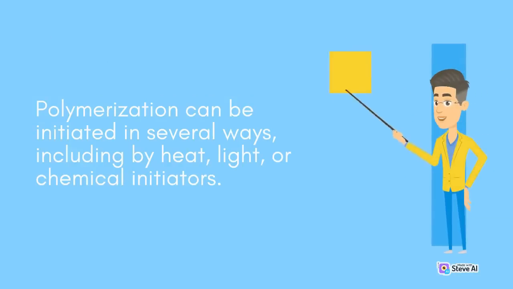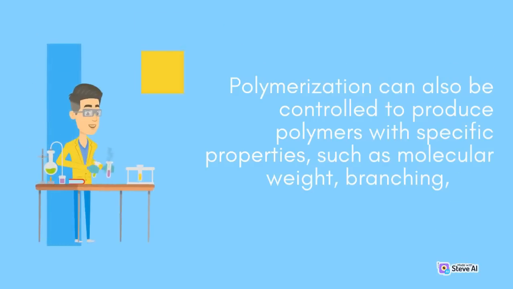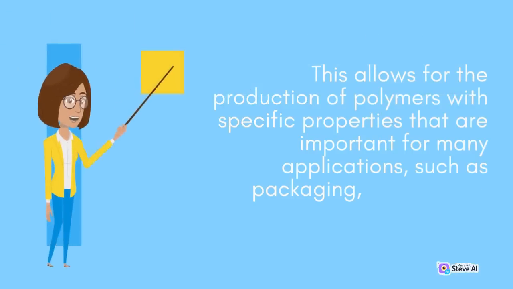Polymerization can be initiated in several ways, including by heat, light, or chemical initiators. Polymerization can also be controlled to produce polymers with specific properties, such as molecular weight, branching, and crystallinity. This allows for the production of polymers with specific properties that are important for many applications, such as packaging, textiles, and electronics.